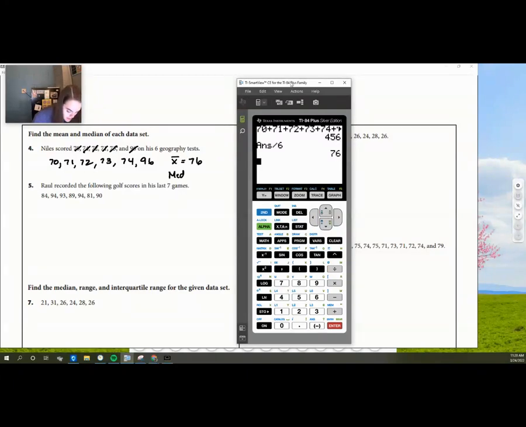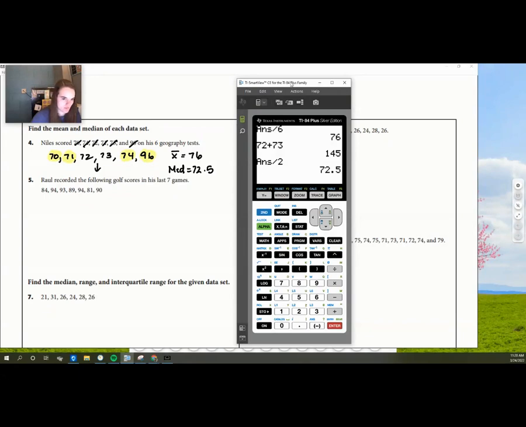The median is whichever one's in the middle. Left, right, left, right. I've got 2 in the middle. So 72 plus 73 divided by 2. So the median is 72.5. If your mean is bigger than your median, that means you've got an extra number out here, that it's possible it's an outlier, which we'll talk about outliers tomorrow. All right, so I found those 2 pieces. Let's go ahead and order the next one.